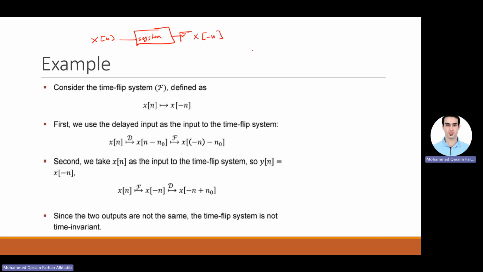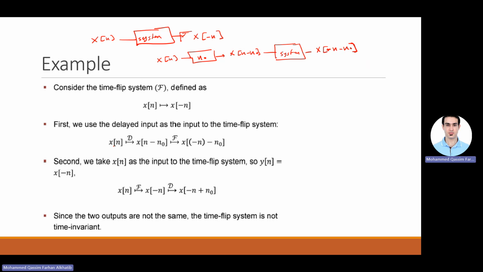Now first, let's try doing shift, then reversal. So I have x of n. Now we'll do delay by n naught. So I have x of n minus n naught. And then we apply time reversal to the system. So that's the system. The output will be x of negative n minus n naught. Notice we only reverse n, not the whole thing.